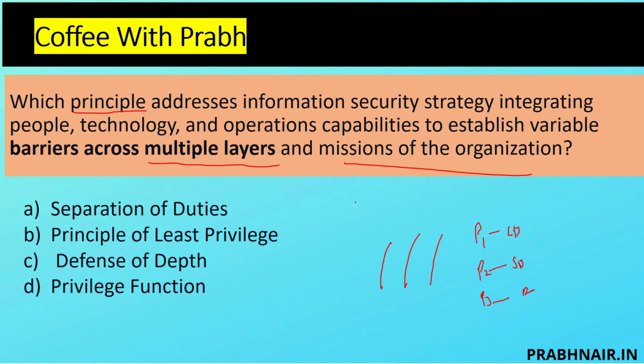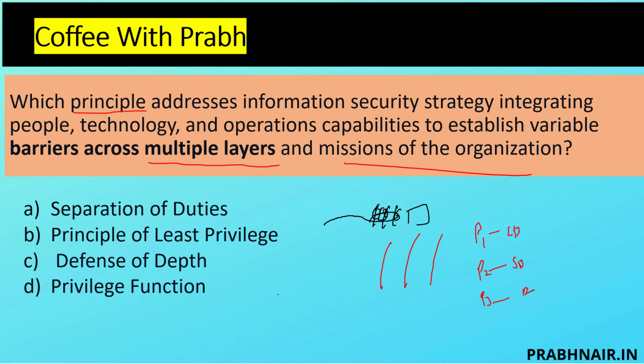Third is called defense in depth. Defense in depth is a layering of controls: layer 1, layer 2, layer 3, and then we have the system. So if someone tries to hack, he has to break multiple layers. If one layer is down, we have another layer to support. If that layer is down, we have another layer to support. So that is defense in depth.